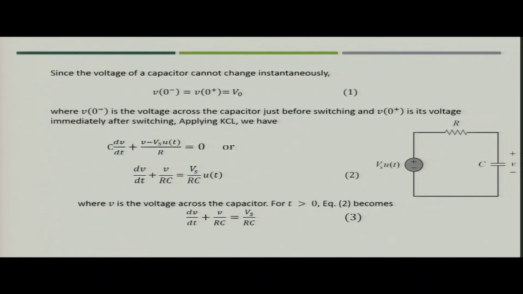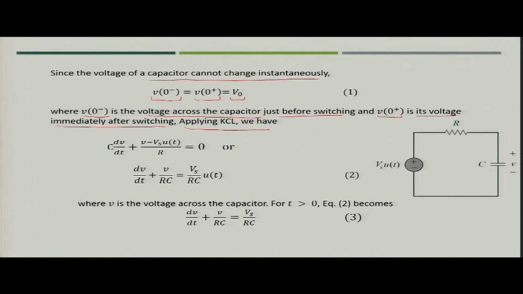When you say that it is charged with some voltage V naught, we can say that at time t equals 0 minus or time t equals 0 plus, the voltage will remain the same as V naught, because a capacitor cannot change its voltage instantaneously. Here 0 minus is the voltage across the capacitor just before the switching happens, and 0 plus is the voltage immediately after the switching happened.